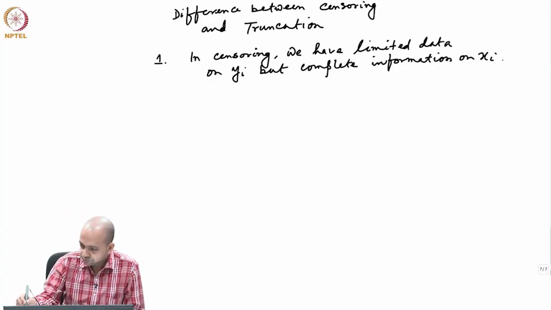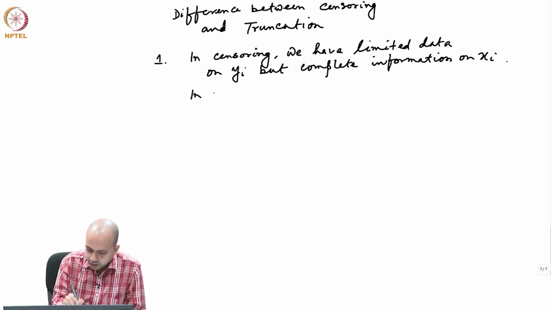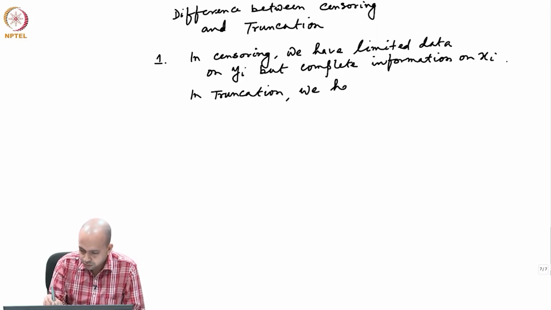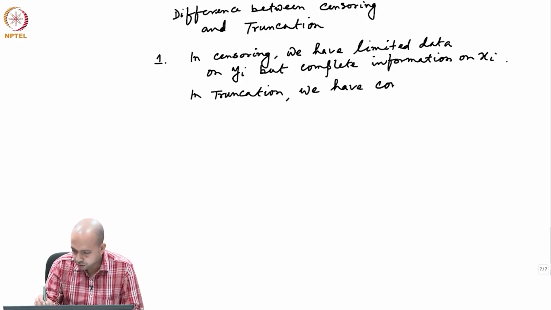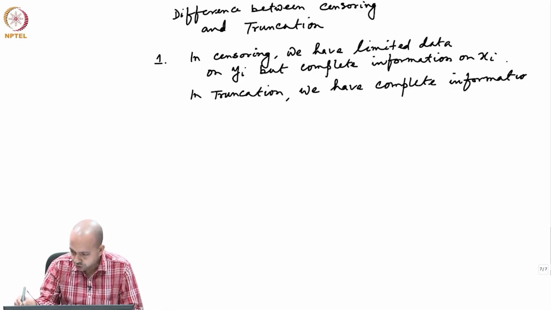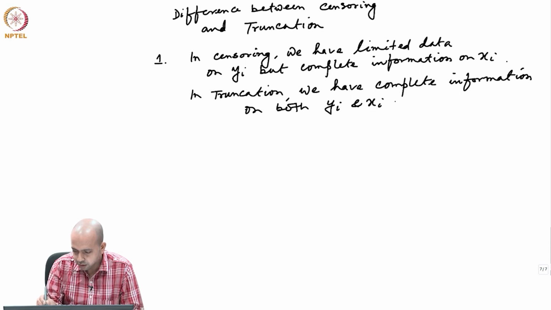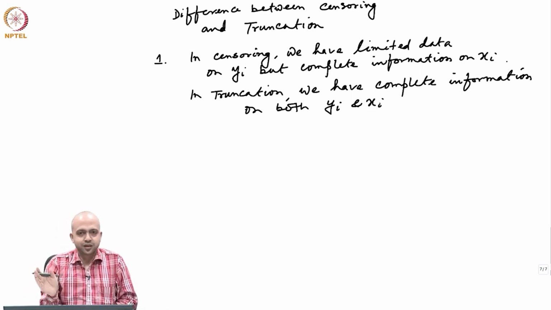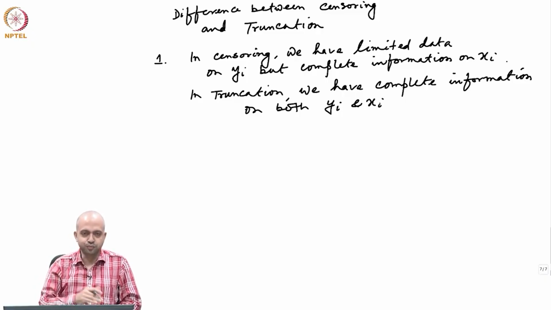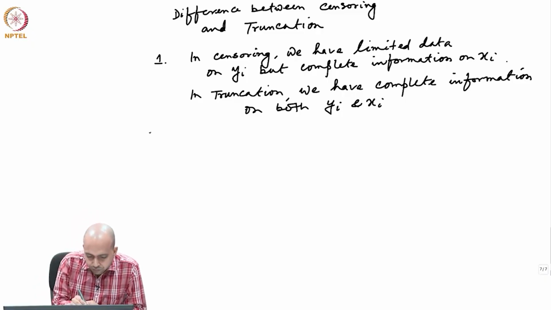Okay, but in truncation, we have complete information on both yi and xi, because I have already decided not to take those into my sample, right. This is the first difference.